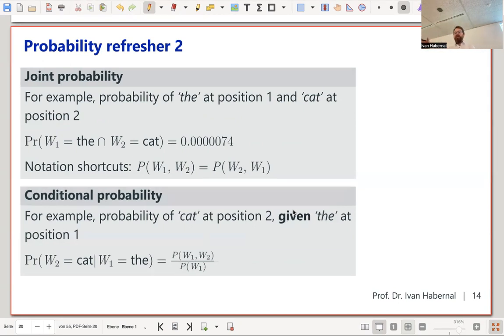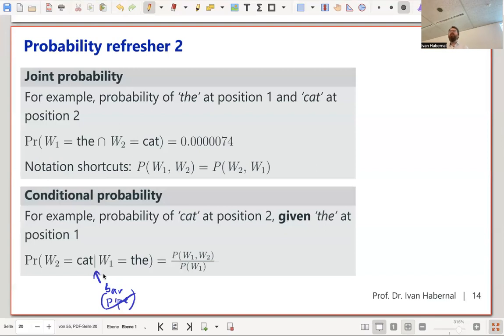Now, the last thing, as a refresher, is conditional probability. We use this symbol, and I don't actually know what it's called. I call it the pipe from Linux, but it's absolutely wrong for mathematics, so don't call it that. It's the bar.